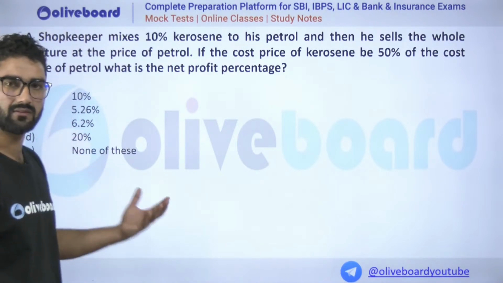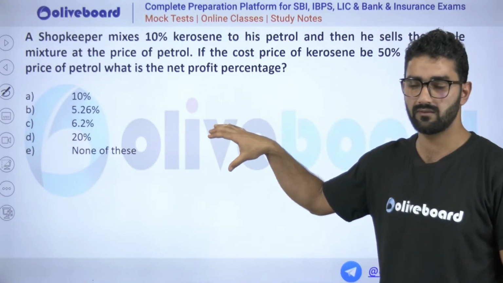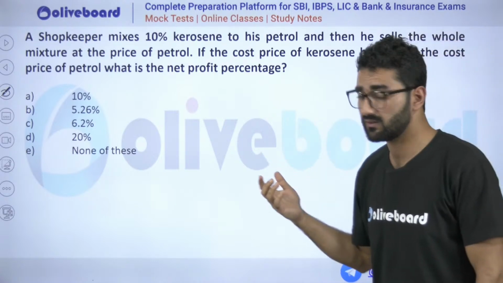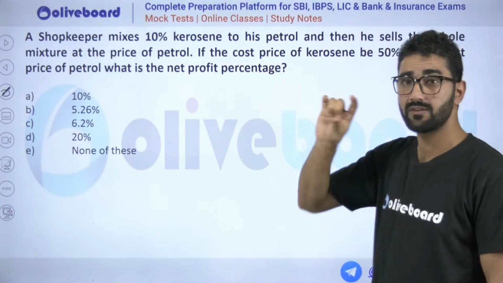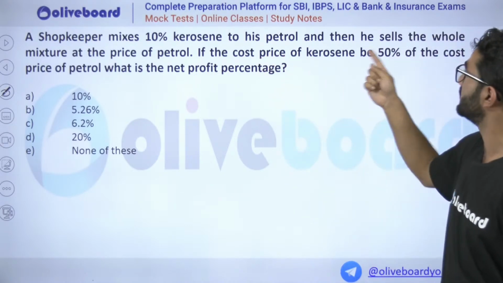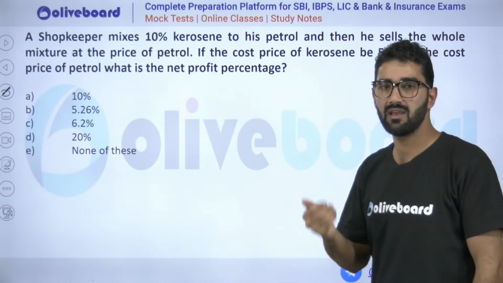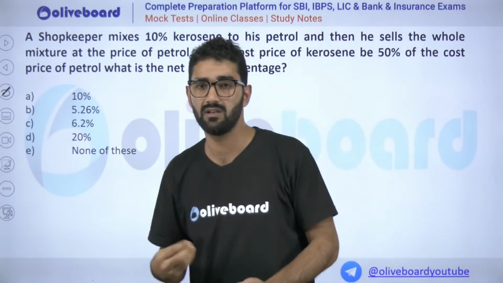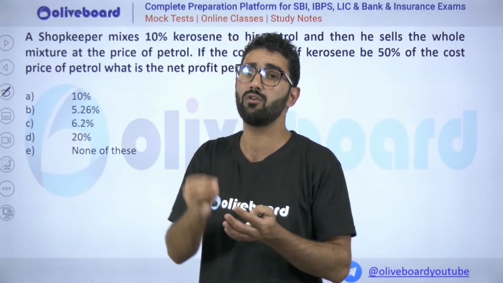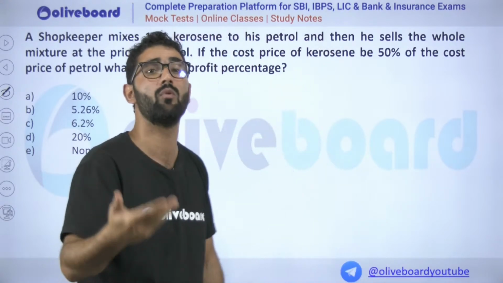Now there is something given. If you see, the condition is given. Sometimes the data is very simple, less data, but we have to find much more. The question is that a shopkeeper mixes 10% kerosene into his petrol, and then he sells the whole mixture at the price of petrol. I mean, he is a dishonest seller. He mixed 10% kerosene into petrol, then sells it at the rate of petrol in order to get more profit.